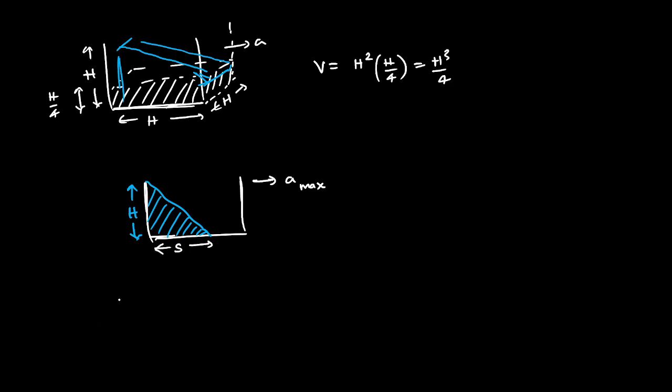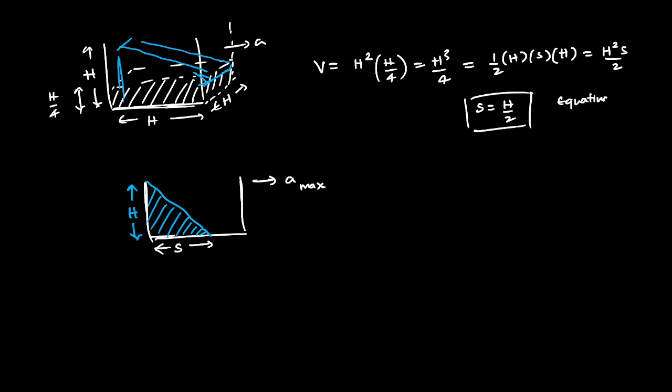Okay, now if this is s distance, then we have the volume now as half into base into height times the other dimension into the screen is also h, right? So it is h squared s by 2. So using this we can find out s. So comparison here, equating volumes, you will get s is equal to h by 2.